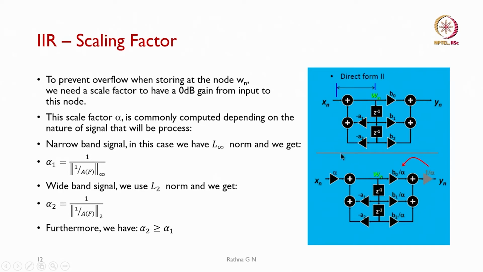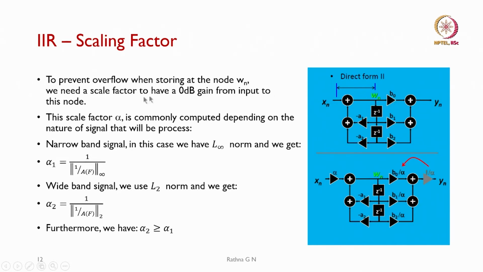So, because the magnitudes have the same sign, they are going to be added, and I may have an overflow or an underflow. To avoid this overflow and underflow, we have to have a scaling factor. You may wonder why we chose this. That is the barrel shifter, which shifts right or left, as required for scaling my input in this case. That is what is shown here, to prevent overflow in storing at node Wn.